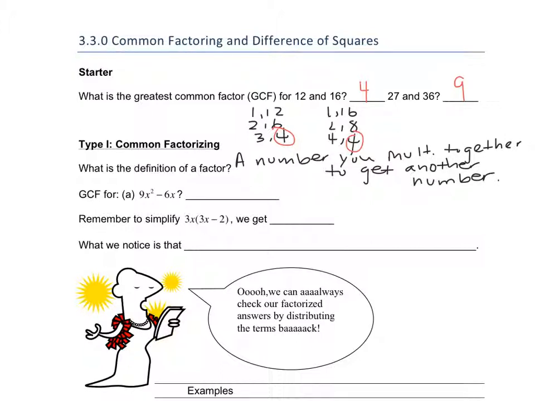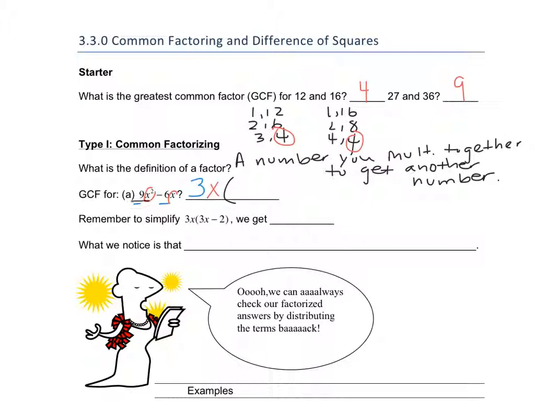So when we're looking at common factors, such as this example here of 9x squared minus 6x, the first thing you do is you look at your coefficients, or the numbers in front of your variables, and you look for a common factor there. The greatest common factor of 9 and 6 happens to be 3. And then after you do that, you look at your variables. We have x squared and x, and we look for our greatest common factor there, which is x. And now the greatest common factor ends up being 3x.